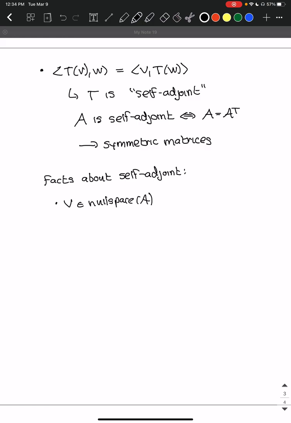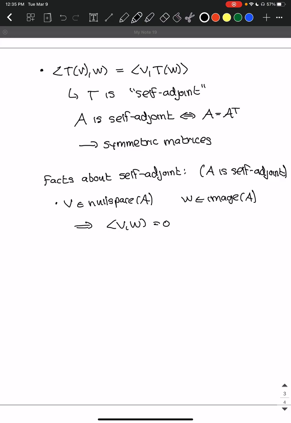of A, and I have a vector W in my image of A, if I tell you that A is self-adjoint, then I know that my inner product of V and W will equal 0. Okay, so that's just a fact on paper, but let's think about what that actually means.